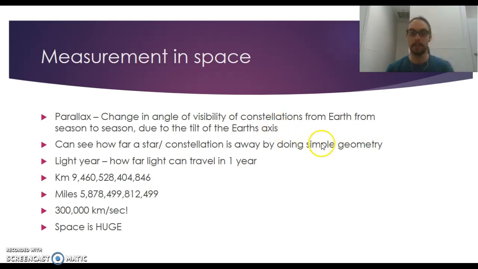People have been doing this for a long time. And nowadays, with modern technology, we use a light year to measure distance. And a light year is just how far light can travel in 1 year. And light is the fastest known thing.